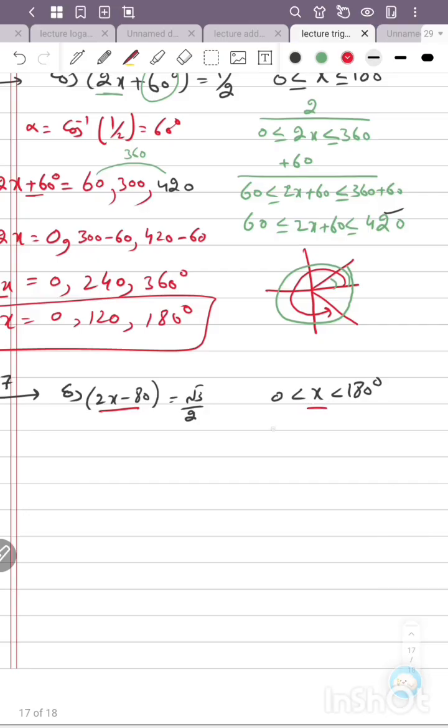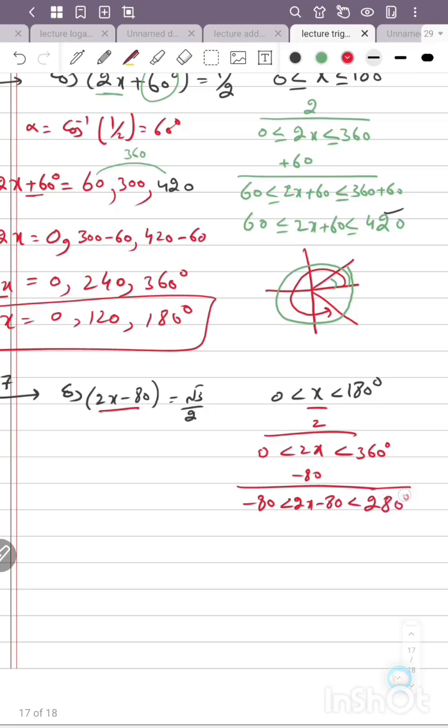For this purpose we first have to multiply by 2. We get 0 less than 2x, and 180 multiplied by 2 is 360. Now we have to subtract 80 everywhere. So 2x minus 80, and 360 minus 80, we get the answer 280.